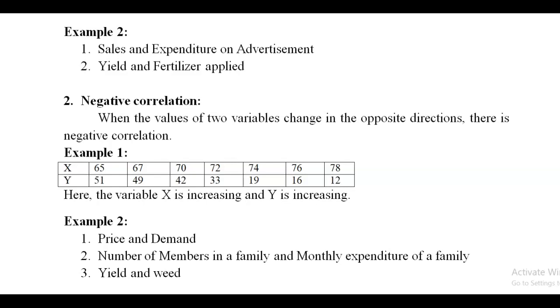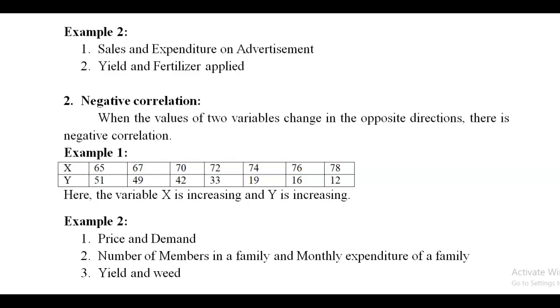Next, we will move on to negative correlation. It is the opposite of positive correlation, which means that when we consider two variables, if one variable is increasing and the other is decreasing, or the first is decreasing and the second is increasing, then we define it as negative correlation.